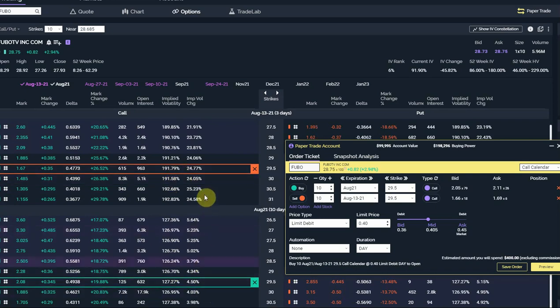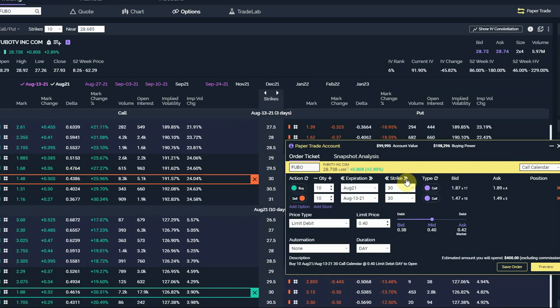Now, this here is not the one I would do. That's way too close. And this is called a call calendar. I buy a call out in time. I sell a call at a shorter time at the same level, 2950, 2950. Again, this is not a recommendation. This is not the trade I would do. First of all, I would do it higher.